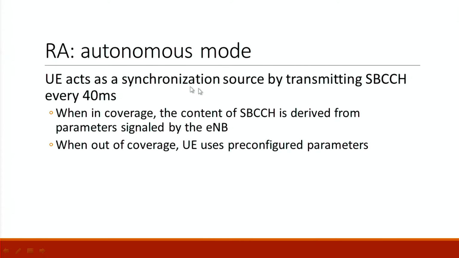When you're out of coverage, one thing we have to address, and we are going to talk about this in the next slides, is synchronization. So when you're out of coverage, you need to have a synchronization source. Why? Well, for all the purposes of synchronization, you need to know when a subframe starts. You need to know where to find the pilots. You need to know which number of frame you are. Every subframe is numbered. The number of frame is used by the encryption algorithm.